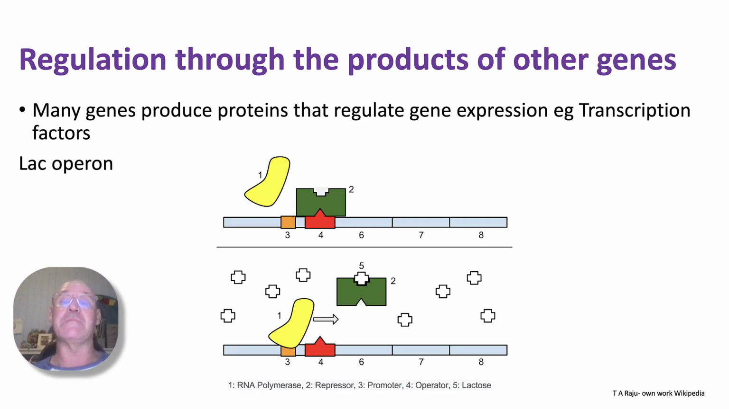So I mentioned that some genes are regulatory genes. So they produce proteins that regulate the expression of other genes, and they're called transcription factors. One good example of that is what's called the lac operon. So this occurs in prokaryote cells.